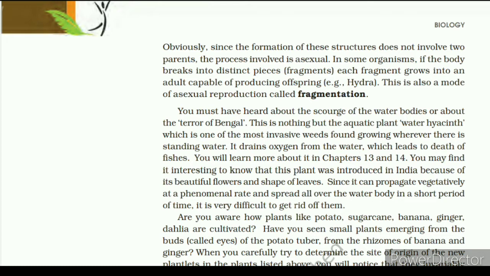In some organisms, if the body breaks into distinct pieces or fragments, each fragment grows into an adult capable of producing offspring. Example, hydra. This is also a mode of asexual reproduction called fragmentation.